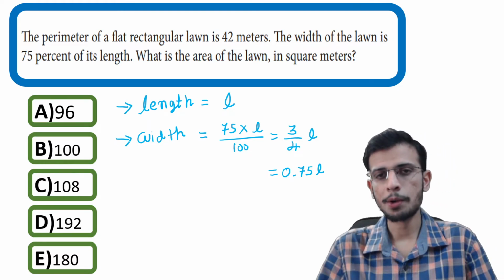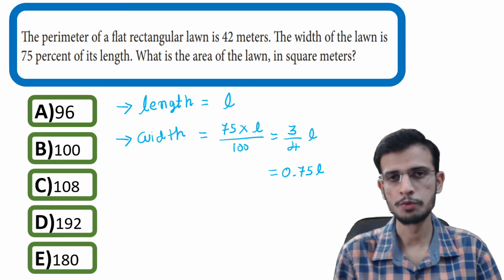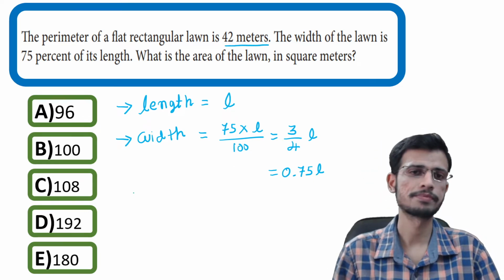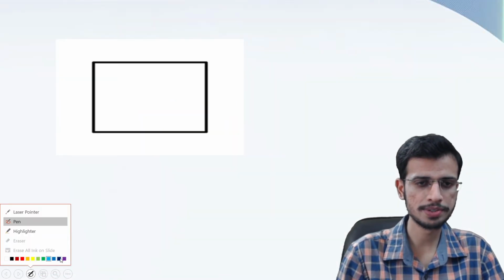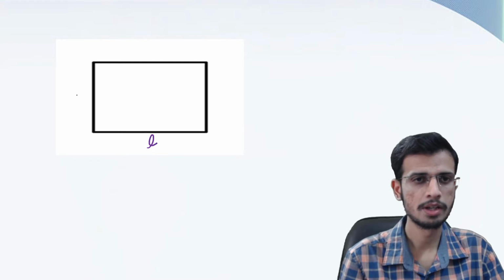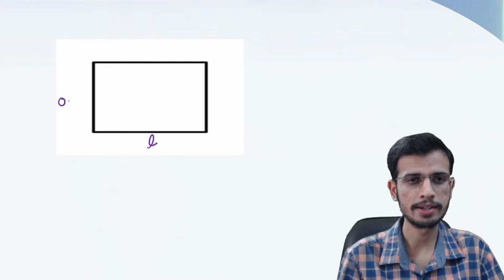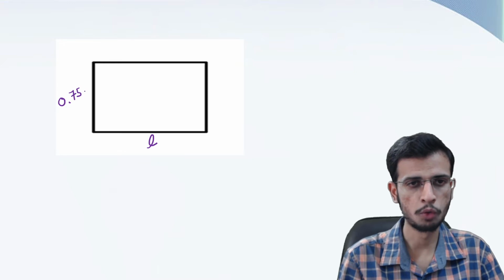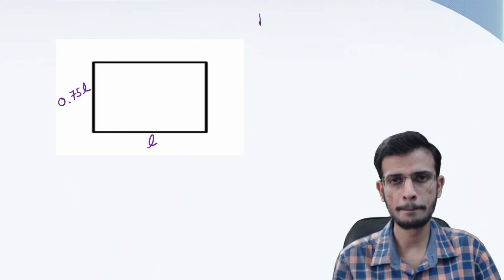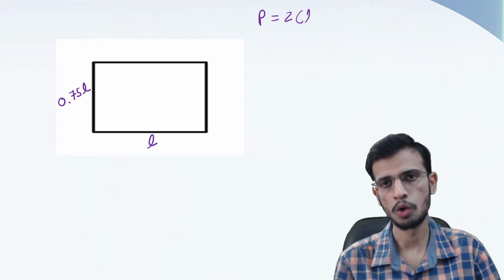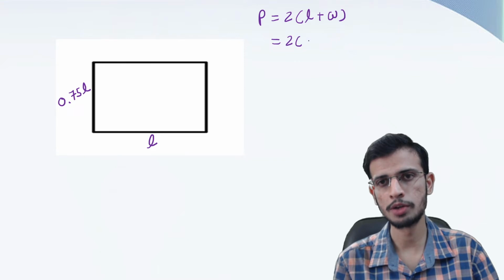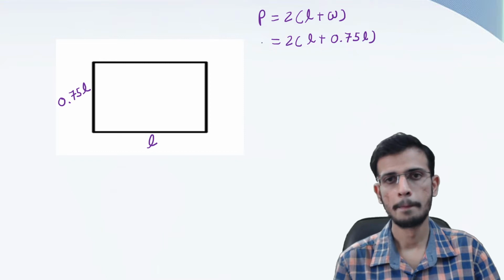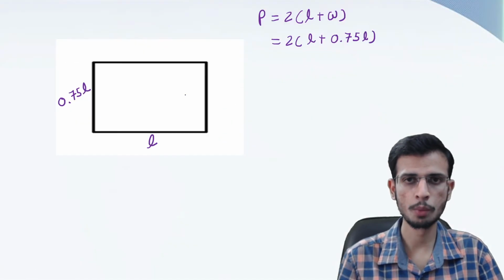So to find area, we have to find this value of L. L is unknown. We have the perimeter with us. So what will be the perimeter? Length is L. Width is 0.75 times of L. So perimeter is equal to 2 times of length plus width. So just put the values. Perimeter is given to us, that is 42 meters, right?